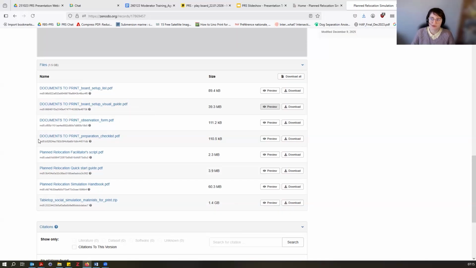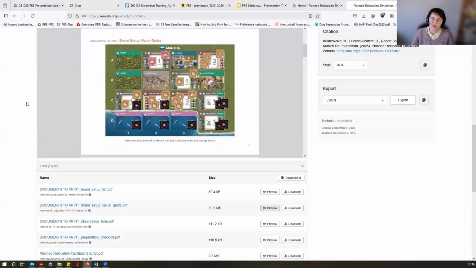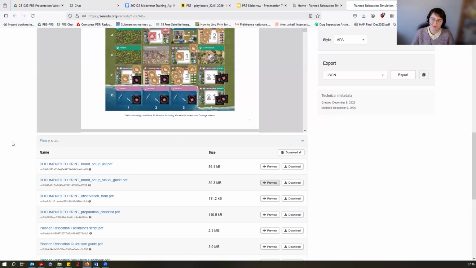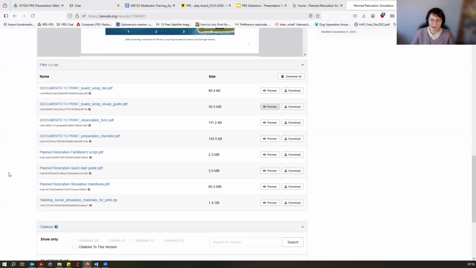So, for example, the setup list, the visual guide to how to set up the documents, which we will also look at today, and the observation form preparation checklist. But then there are also some elements that you can use online or on your computer, like a script, a quick start guide, and a handbook.